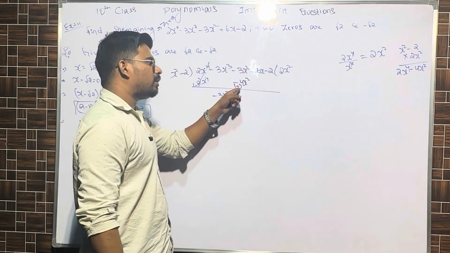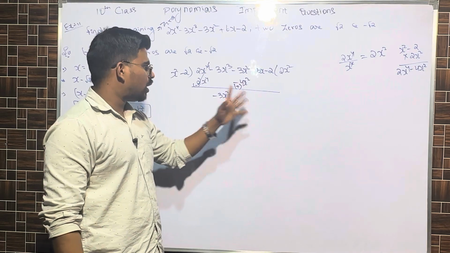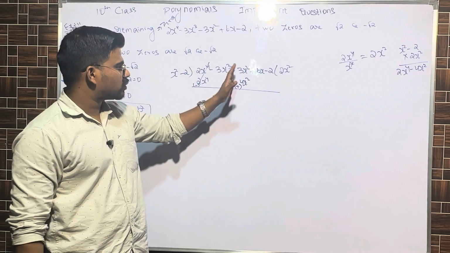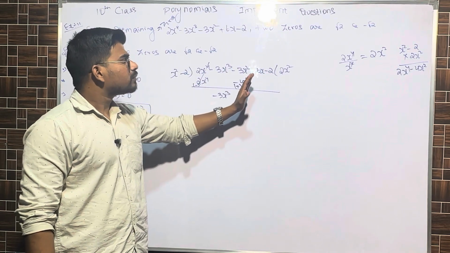Minus 3x square plus 4x square. If you are able to give the answer in one go, well and good. Those who do not understand how to solve this, what did I say? My suggestion, remove x square for a while. Think that there are no x square.